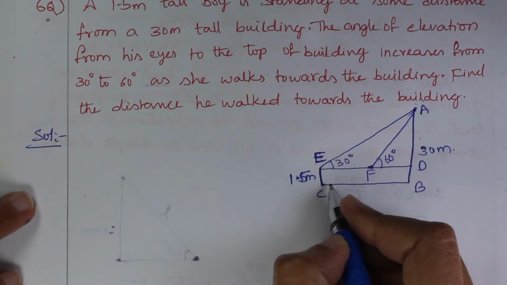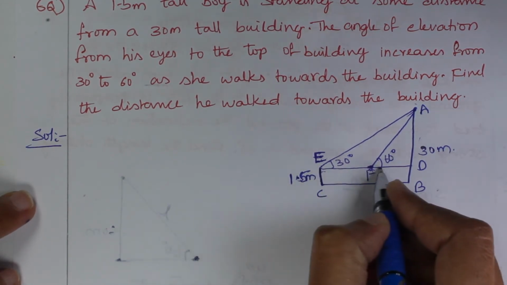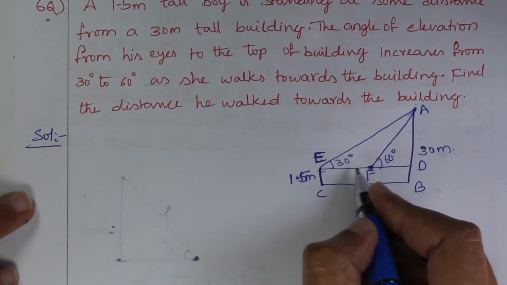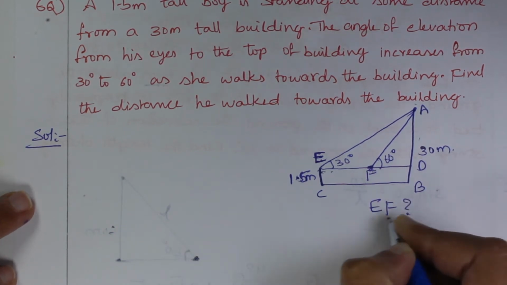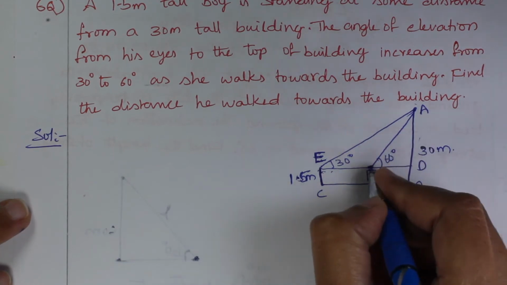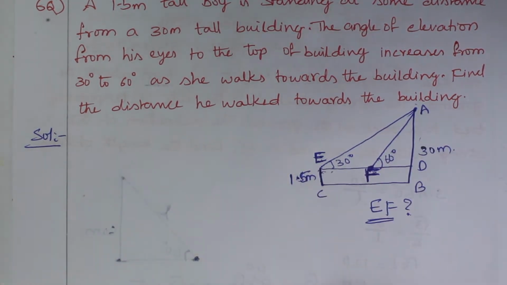So what do we have to calculate? EF, right? The distance traveled by the boy from point E to point F. This is the distance we have to calculate. We have to find out the length of EF. This is F.